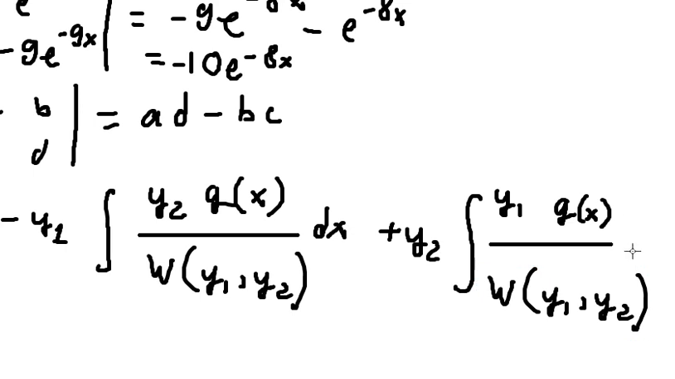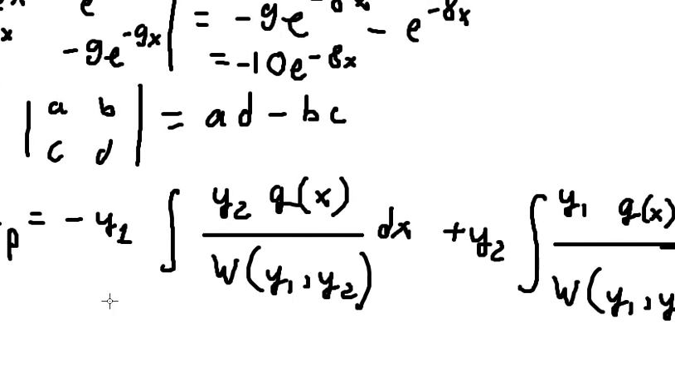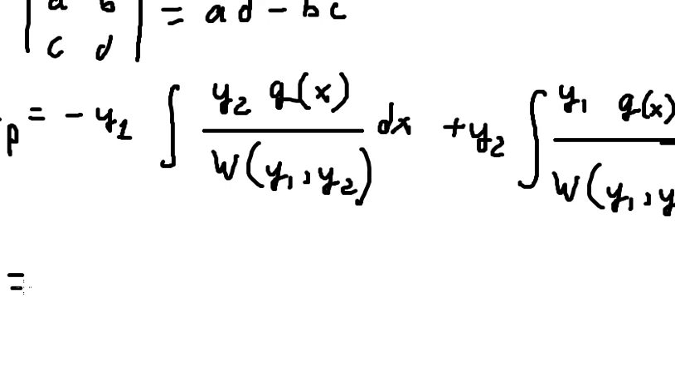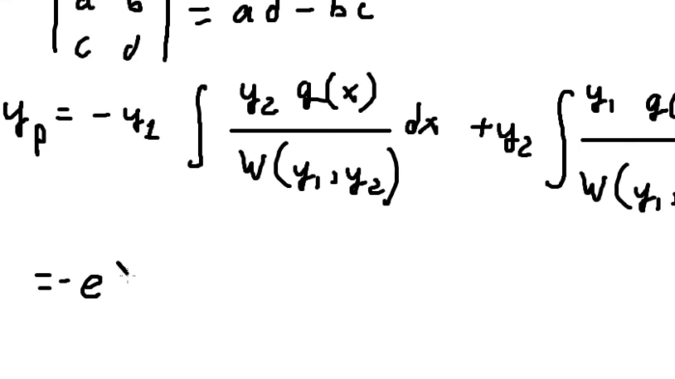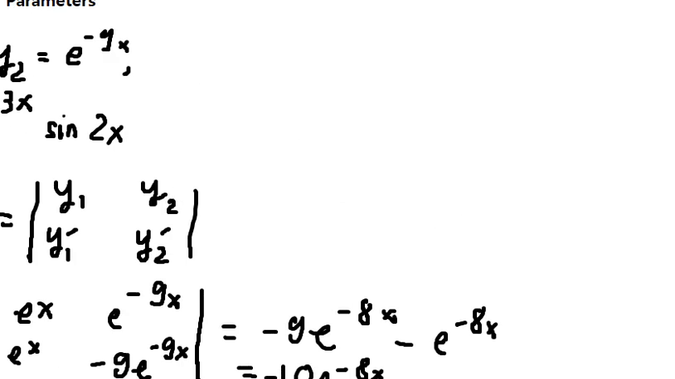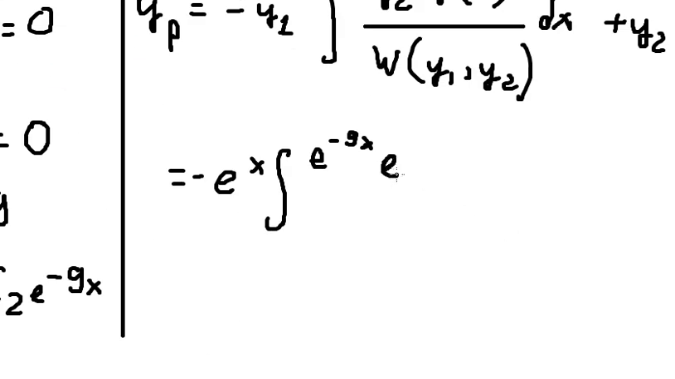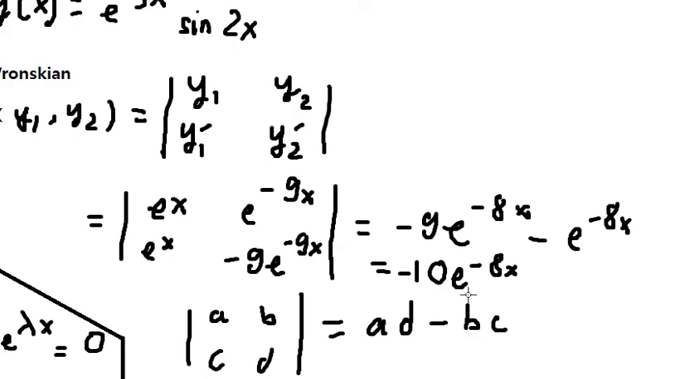Now we put the s in here. So for this one, we have y number 1, that is e to the power of s. This one we have e to the power of negative 9s. g of s, that is this one. Over the Wronskian, we just calculate in here.